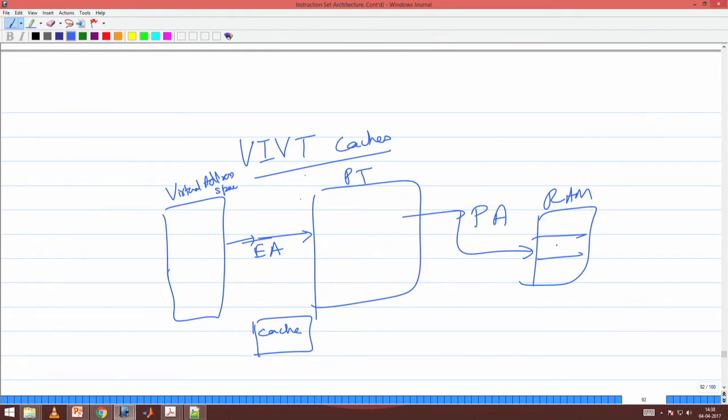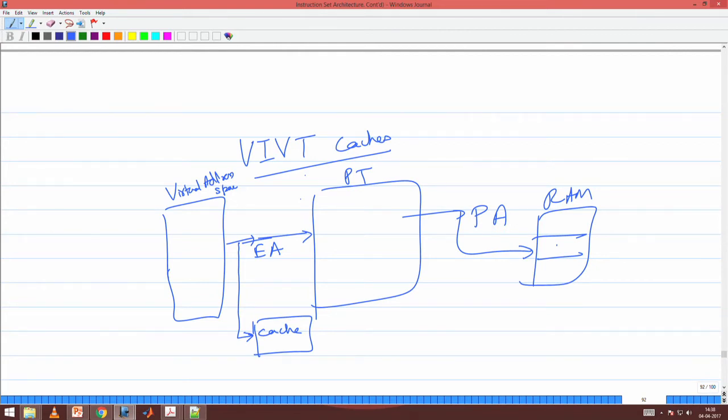What we suggested last class was that we can use this effective address to index into the cache and find out if there is an entry here. And by that what will happen? If there is a cache hit, I can forget this whole stuff. If there is a cache miss, then I need to look into this.